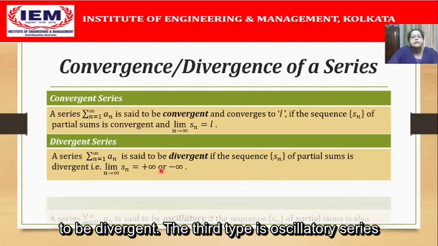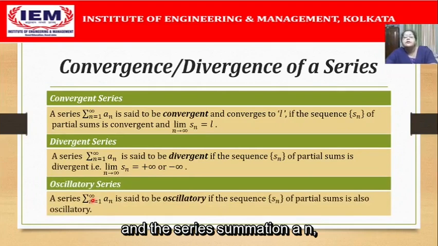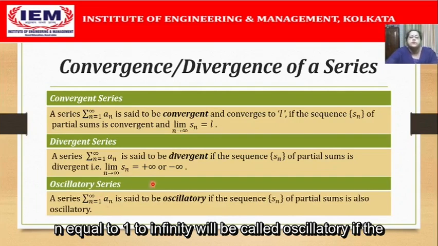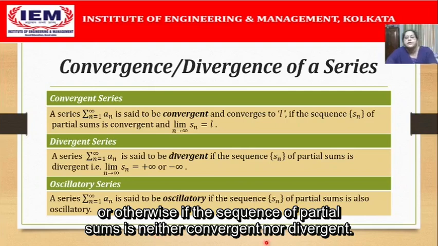The third type is oscillatory series, and the series summation n equal to 1 to infinity will be called oscillatory if the sequence of partial sums is also oscillatory, or otherwise if the sequence of partial sums is neither convergent nor divergent.